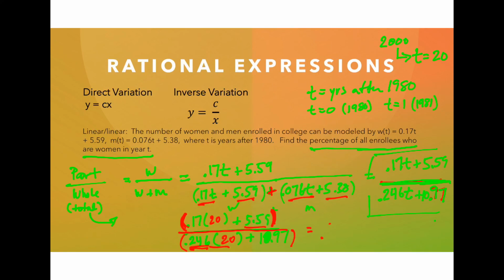We get 0.5658 if we round it to the fourth digit, because what followed that was actually a 7, but then that was followed by a 6, so that rounds up to 8. So this would be 56.58% of women being enrolled in college in the year 2000.